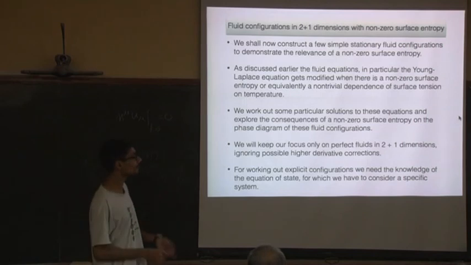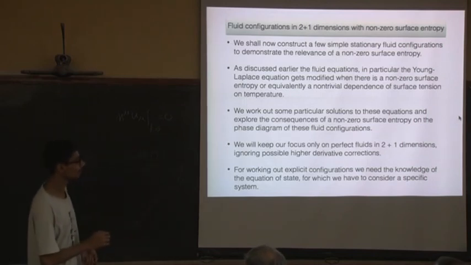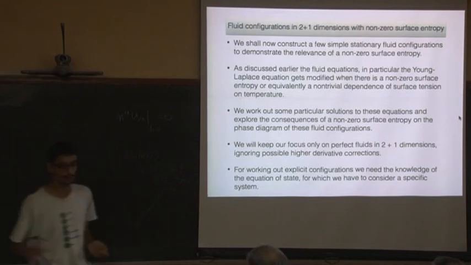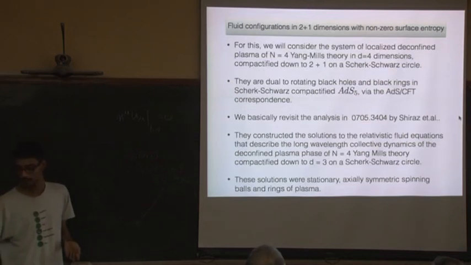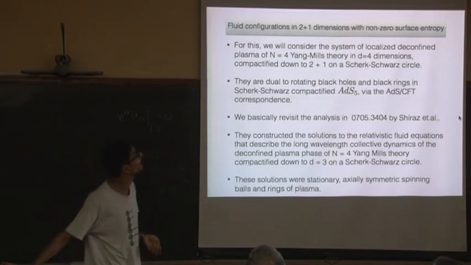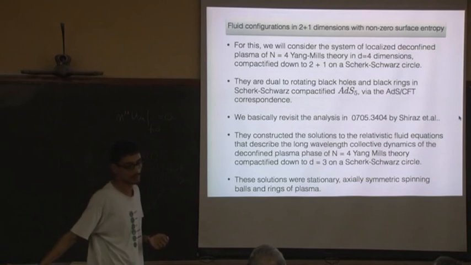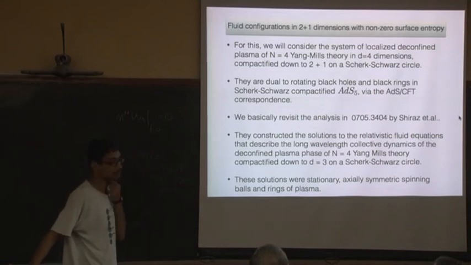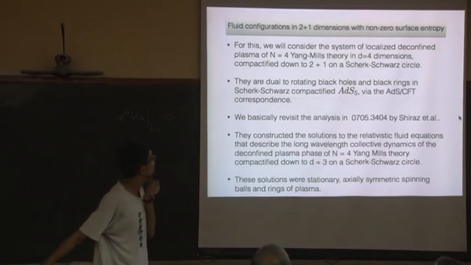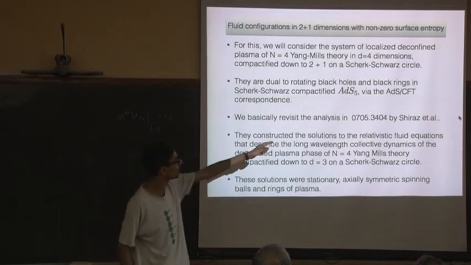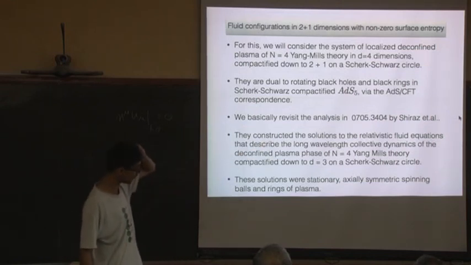And for working out explicit configurations, we need the knowledge of the equation of state. So we have to consider a specific system, and for that we use N=4 Yang-Mills theory in 3+1 dimensions, compactified down to 2+1 on a Scherk-Schwarz cycle. These theories are dual to rotating black holes and black rings in Scherk-Schwarz compactified AdS5 by the AdS/CFT correspondence, and we basically revisit the analysis in this paper by Shubhanil, Lahiri, and Siraj.